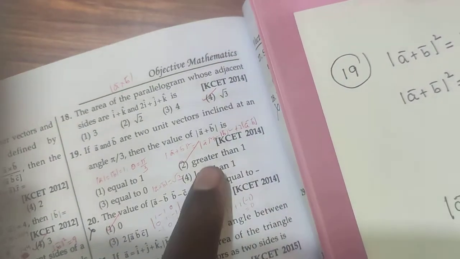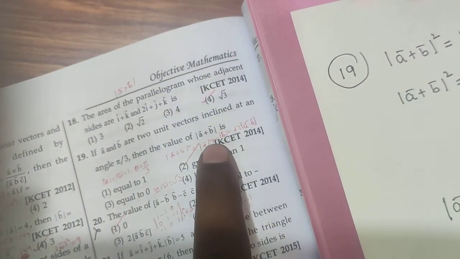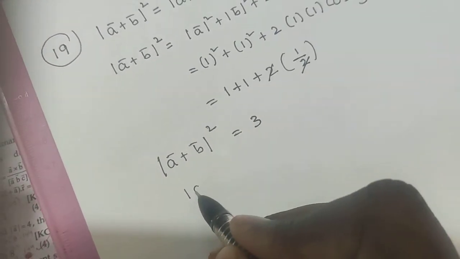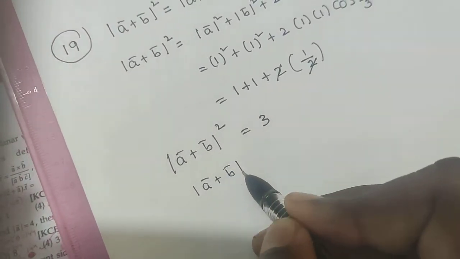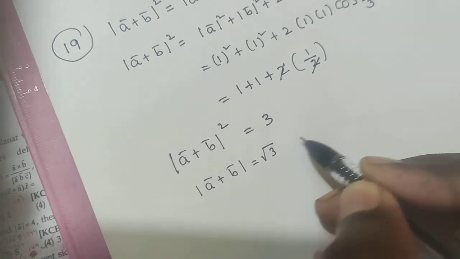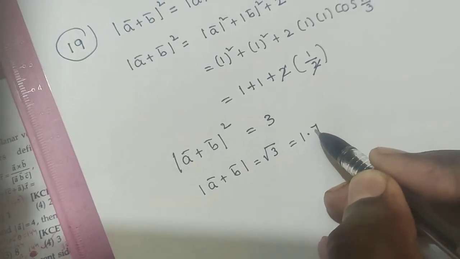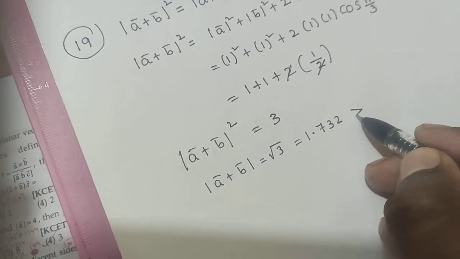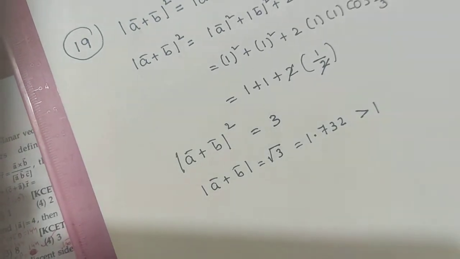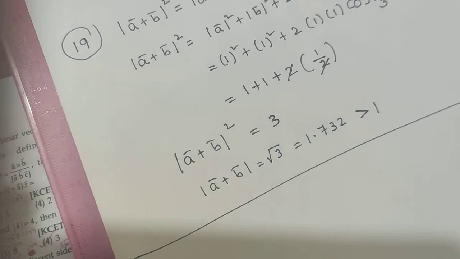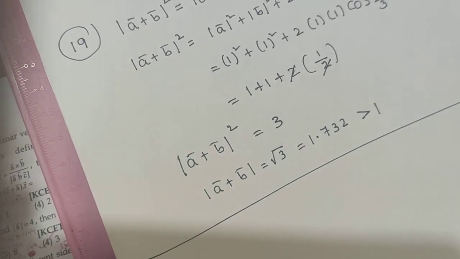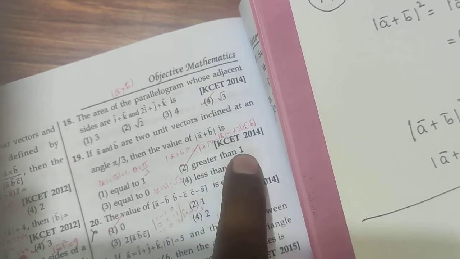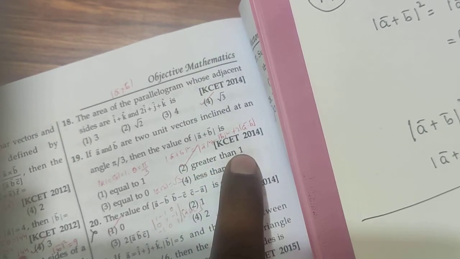But in the question they asked for A bar plus B bar. So from this we can write mod of A bar plus B bar equals root 3. Root 3 is nothing but 1.732. This 1.732 is greater than 1. Therefore, the answer for question number 19 is greater than 1. Greater than 1 means which option? The second option is the correct answer for this question 19.